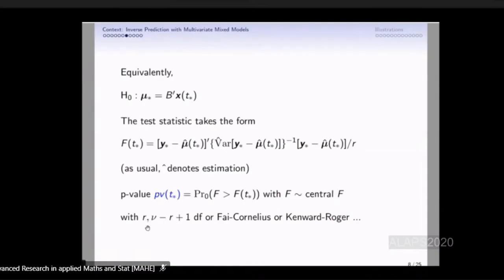Now I'll use constant degrees of freedom in the illustrations here. In practice, one might use the Fai-Cornelius generalization of Satterthwaite or the Kenward-Roger approximations to denominator degrees of freedom, but I'll use only fixed denominator degrees of freedom here.